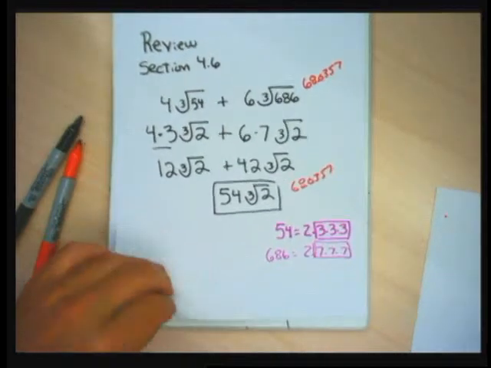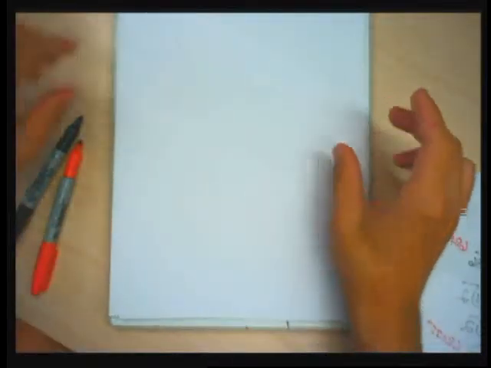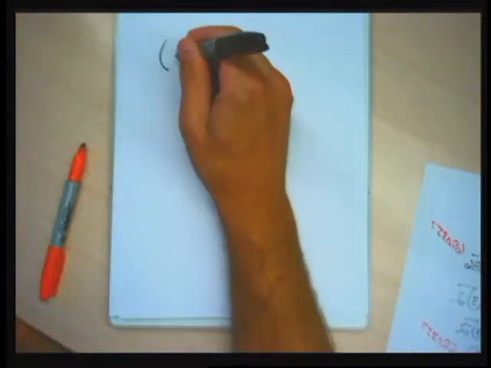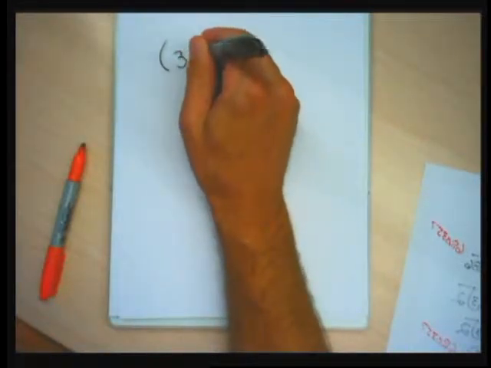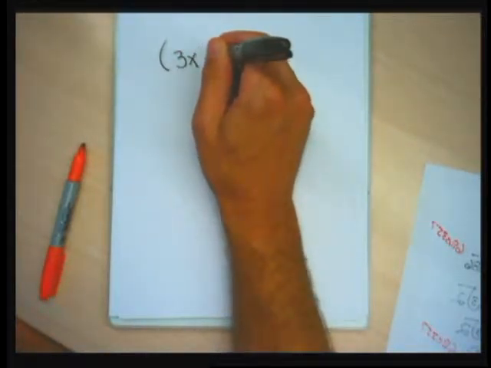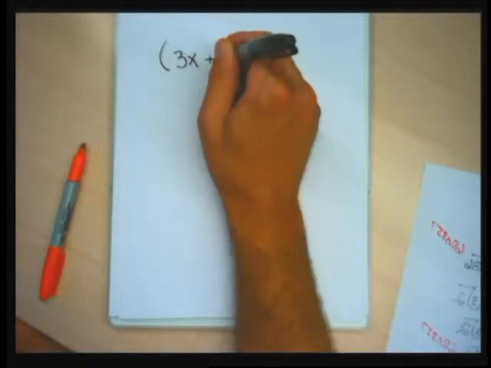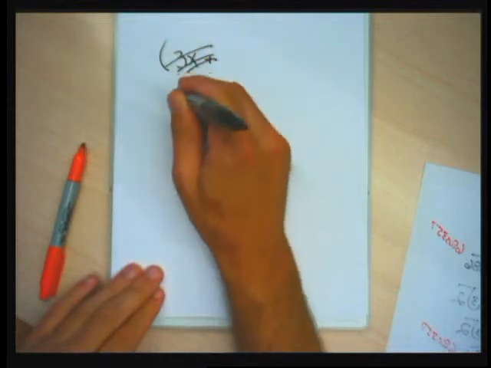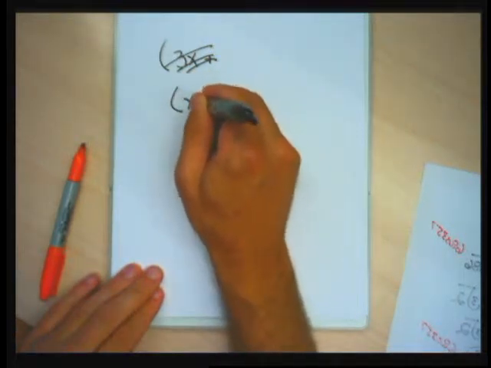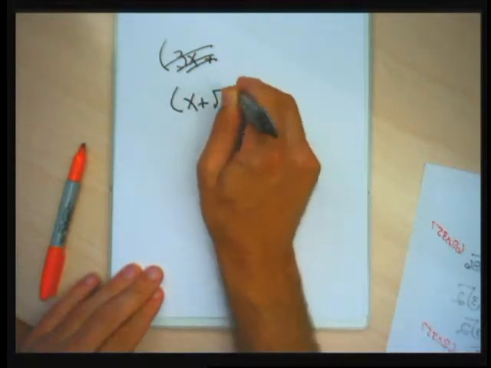And then in section 4.7, which is the multiplying section, the big trick kind of problem, and I'll make it have an X because I don't want my calculator to be able to do this, would be something like this: 3x plus, it's too complicated. Let's make it less complicated. How about this? X plus the square root of 2 quantity squared.